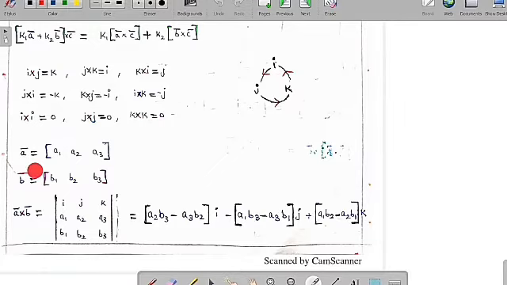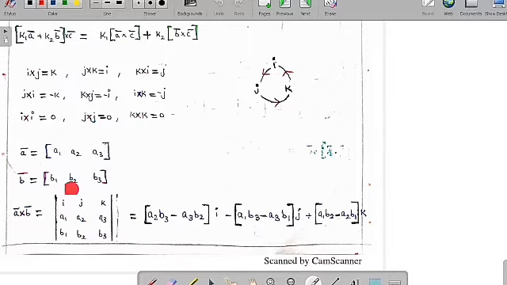Suppose the vector A bar in a three-dimensional coordinate system is A1, A2, A3, and B bar is equal to B1, B2, B3. Then the cross product A bar cross B bar is just the determinant of the matrix with rows I, J, K; A1, A2, A3; B1, B2, B3. That means you take the components of vector A bar in one row and the components of vector B bar in the next row.